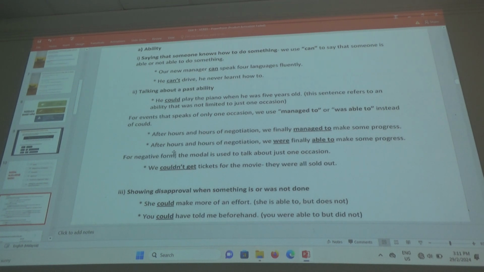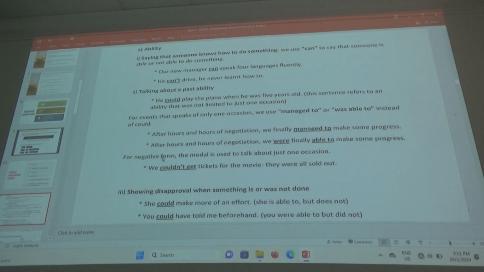Let's move on. After hours and hours of negotiation, we were finally able to make some progress. So, if it's one time, you use managed to or was or were able to. Please change this was. If it's singular, it's was. If plural, say were. Was slash were. Can you add were here? Was or were. Is that okay?